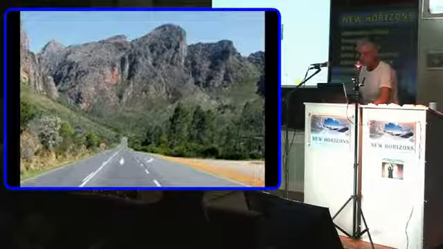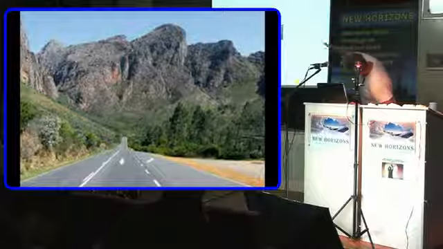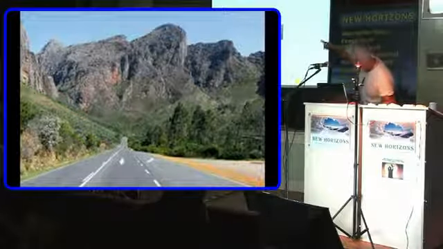Now, what do you see there? Do you see the face? Twist your head round. Do you see that face going down that road? Yeah? You can even see the eyelid.